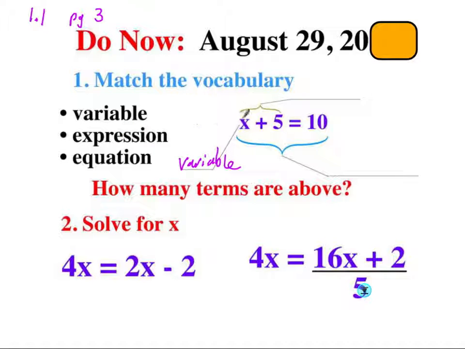The expression is going to be x plus 5. Notice that the expression does not include the equal sign. And finally, the equation is going to be the whole x plus 5 equals 10.